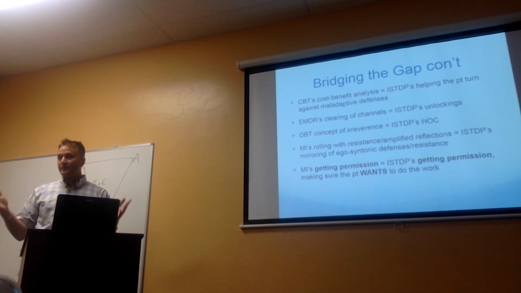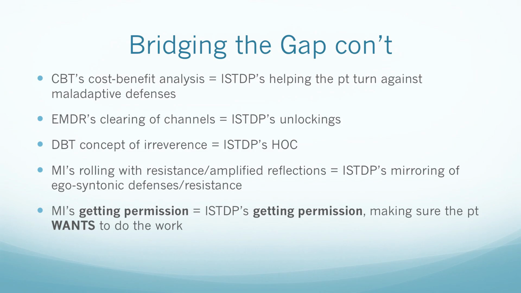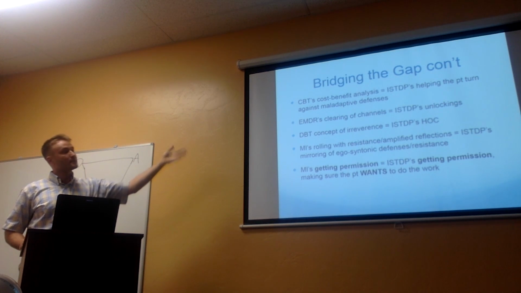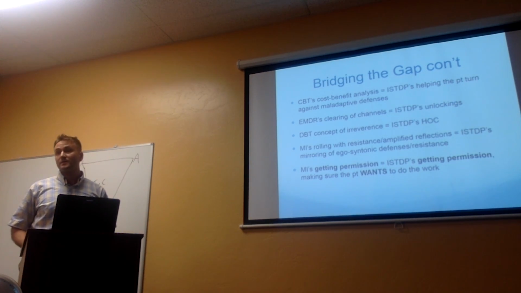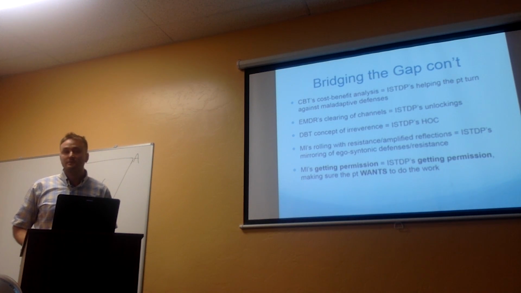All right, EMDR, right, clearing channels, that's very, very similar to unlockings in ISTDP. There's the concept of irreverence in DBT. That's similar to what we call head-on collisions in ISTDP. If we look at motivational interviewing, we have rolling with resistance and then in ISTDP we call that mirroring resistance. We do that when the resistance is ego-syntonic. And then also obviously getting permission is really big in MI. That's really big in ISTDP. You really want to make sure that the client really wants to do the work, that you have their permission to do the work.